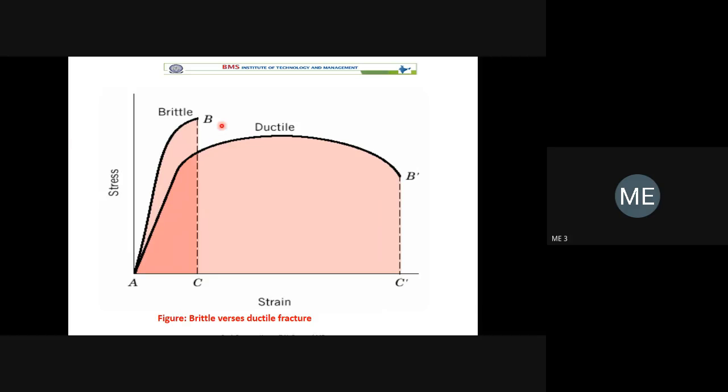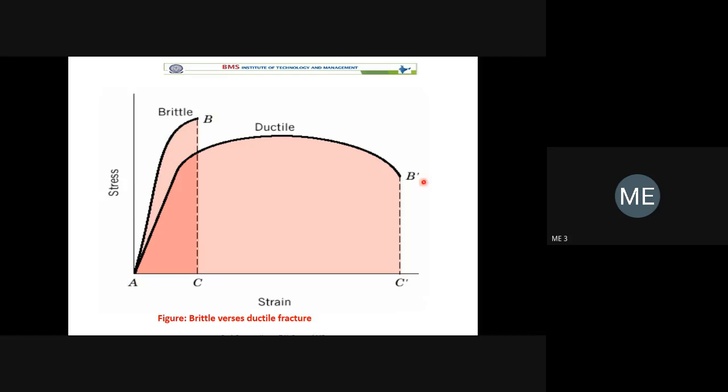This is the fracture point. The point B, if it is a brittle material, is the fracture point. If it is a highly ductile material, the fracture point is B dash. So before it undergoes fracture, if you consider brittle material, AC refers to the total strain it has undergone before the fracture, or the total amount of strain required to fracture the given specimen.